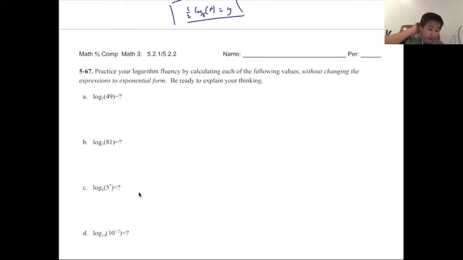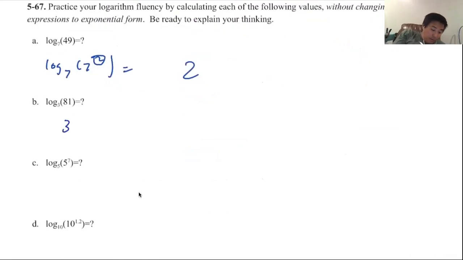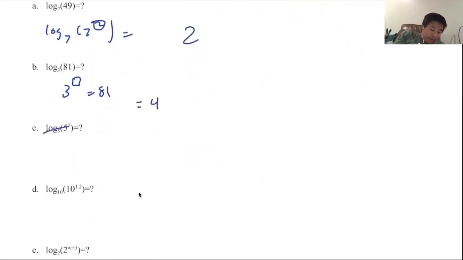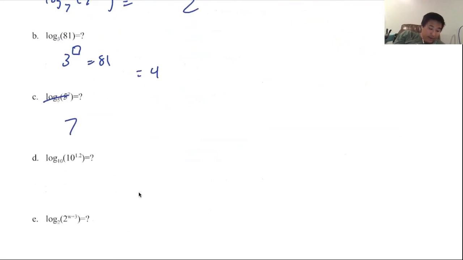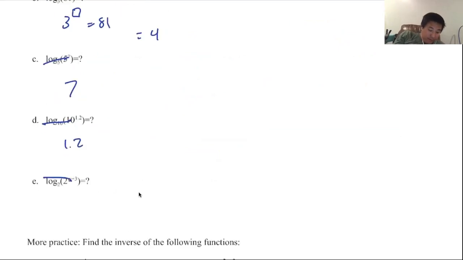67. Practice your logarithm fluency. So this is just log base 7 of 7 to what power gets you 49? 2. 3 to what power gets you 81? I think it's 4. The 5's in the log base 5 and the 5 cancel, so you have just 7. Log base 10 and 10 just cancel, so you have 1.2. These cancel, so you just have w plus 3.